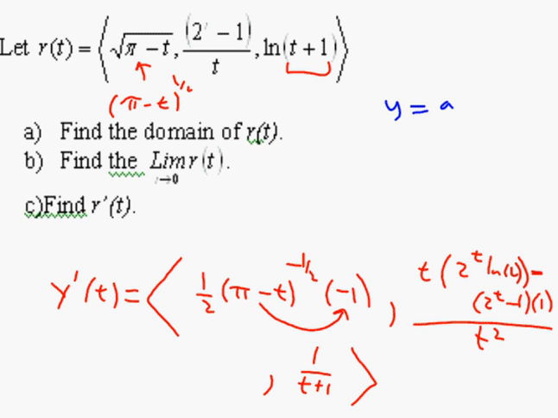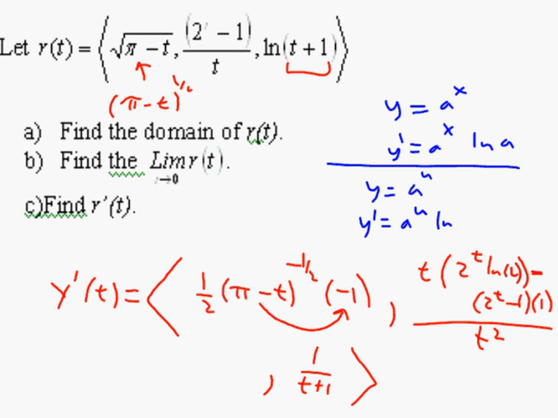So if you have a function that looks like y equals a to the x, y prime is a to the x ln a. If you have y equals a to the u, where u is a function of x, then y prime is a to the u ln a times u prime. It's sort of like a chain rule there, right? You take the derivative of the exponent.